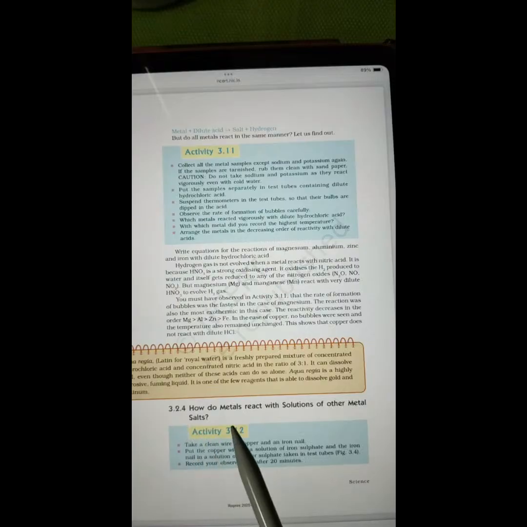3.2.4 How do metals react with solutions of other metal salts? Activity 3.12: Take a clean wire of copper and an iron nail. Put the copper wire in a solution of iron sulfate and the iron nail in the solution of copper sulfate taken in test tubes as shown in Figure 3.4. Record your observations after 2 minutes.